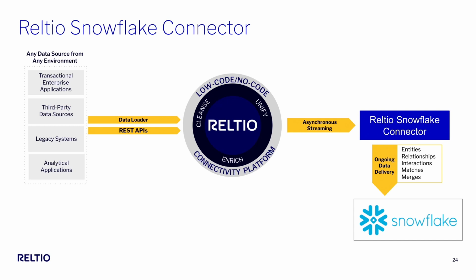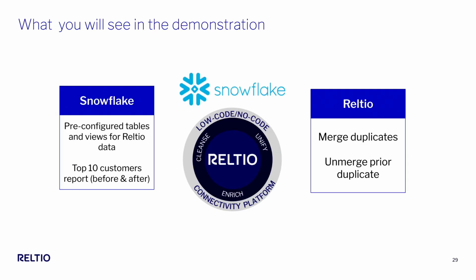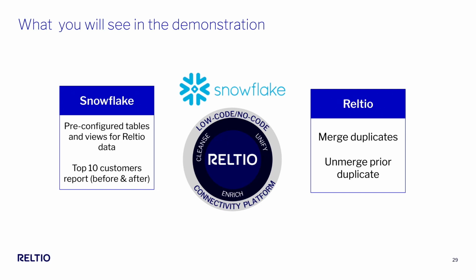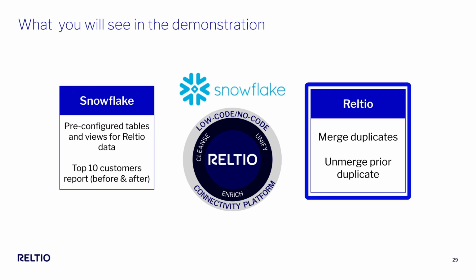The data is delivered to Snowflake in JSON format, where it can then be flattened out as needed in your queries. The demonstration you're about to see will start in the Snowflake instance, where we'll see some of the out-of-the-box tables and views that capture the ongoing data stream being sent from Reltio. From there, we'll progress to working through an example showcasing a before and after image of some reports based on merging duplicates in Reltio, and also unmerging to showcase the near real-time nature of the connector.